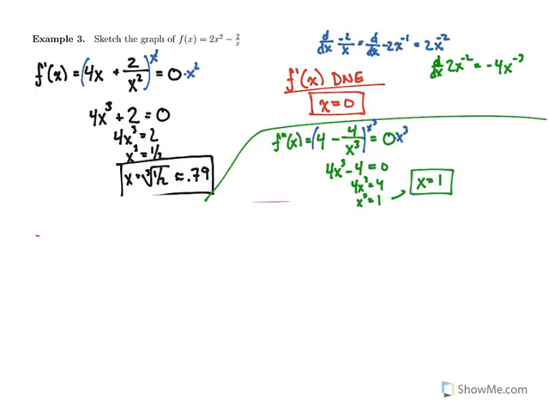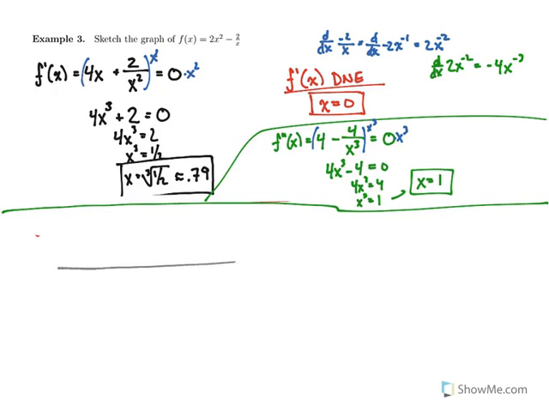So that is not guaranteed to be an inflection point, but when we look at the signs of the derivative, that's going to be a special point that we look at. We're going to do the same thing that we did before. We're going to look at the derivative and the second derivative.